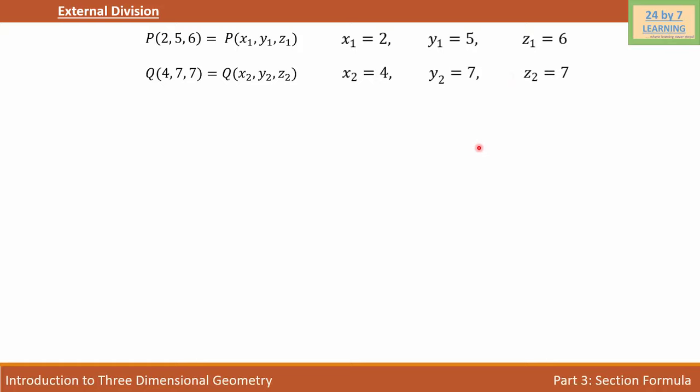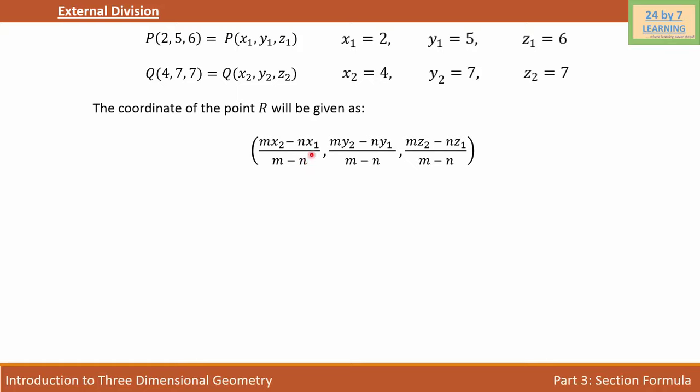Now let's use the external division formula to find the coordinates of point R. So the formula is right here. What we need to do now is substitute the values of x1, y1, z1, x2, y2, z2, and the values of m and n, which are basically 2 and 3, in this formula to find the coordinates of point R. If we do that, we will write (2 times 4 minus 3 times 2) over (2 minus 3). This is my x. (2 times 7 minus 3 times 5) over (2 minus 3). This is my y. And (2 times 7 minus 3 times 6) over (2 minus 3).